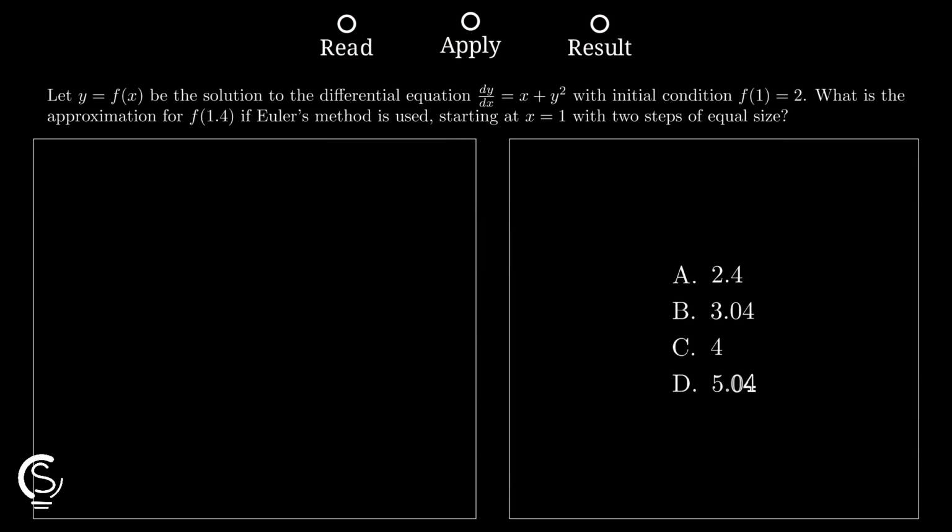First, find the step size. We move from 1 to 1.4 in 2 equal steps, so h equals 0.2.